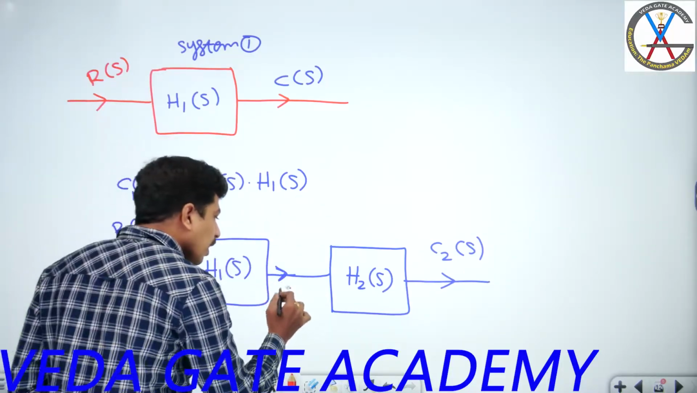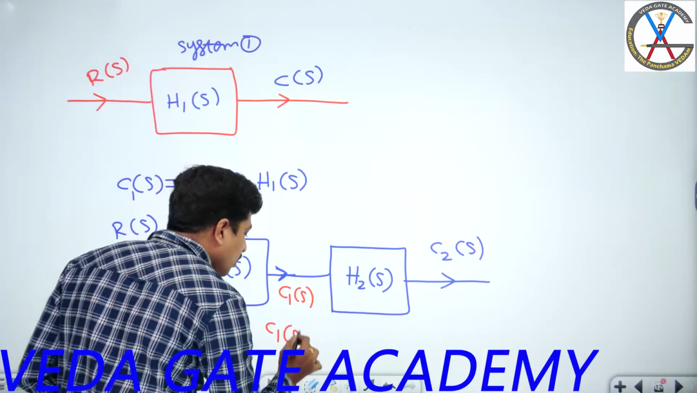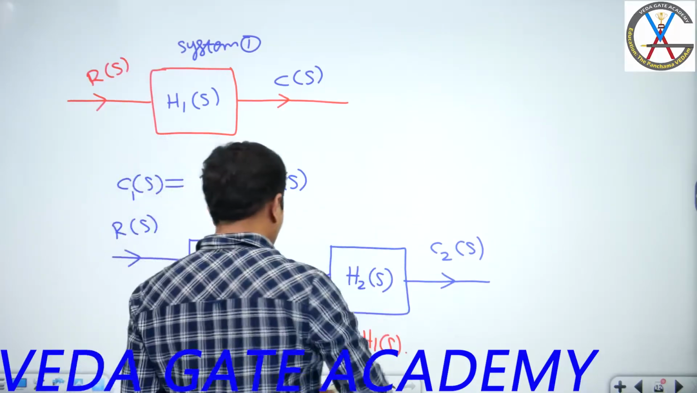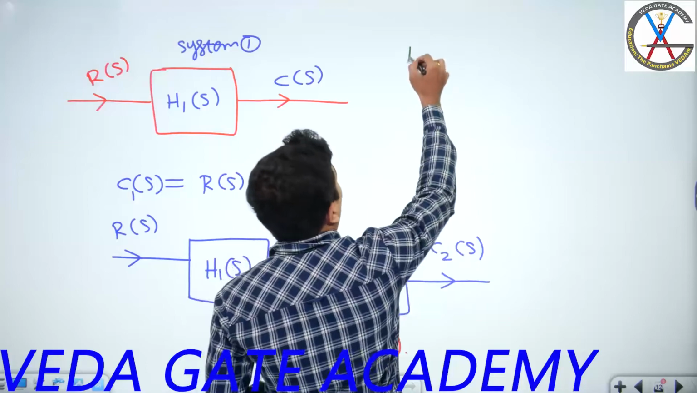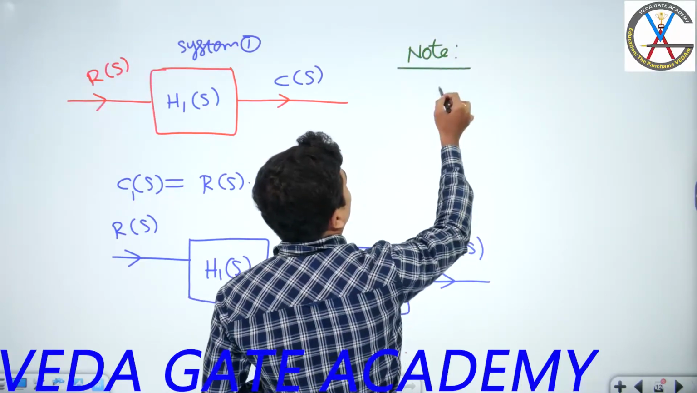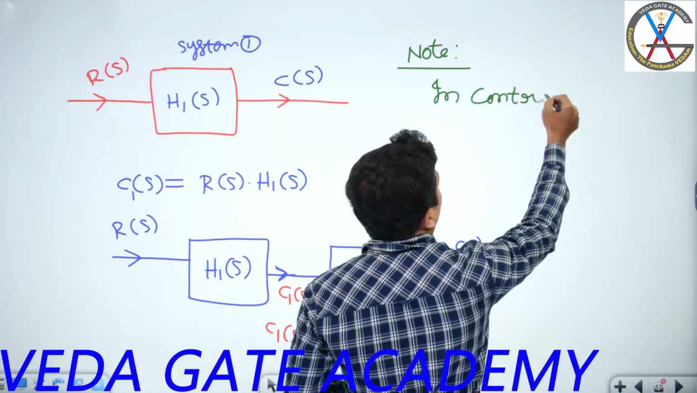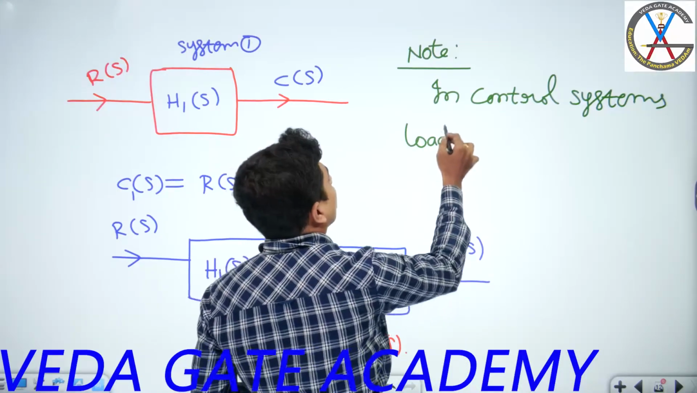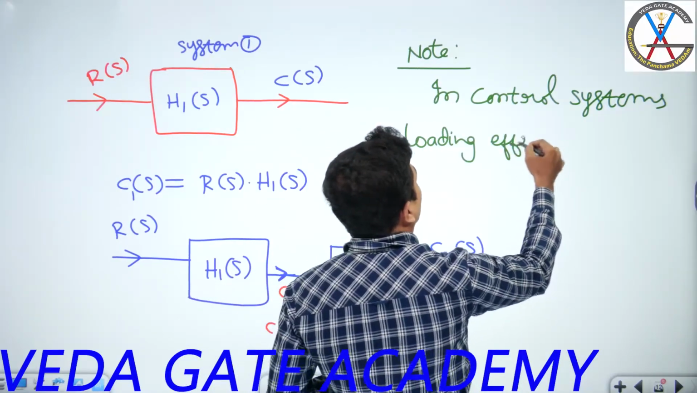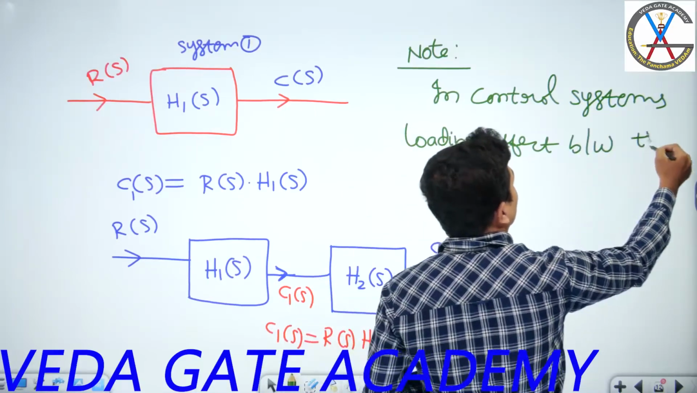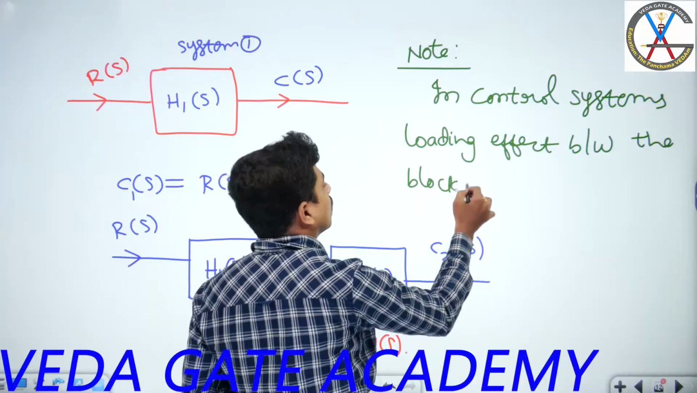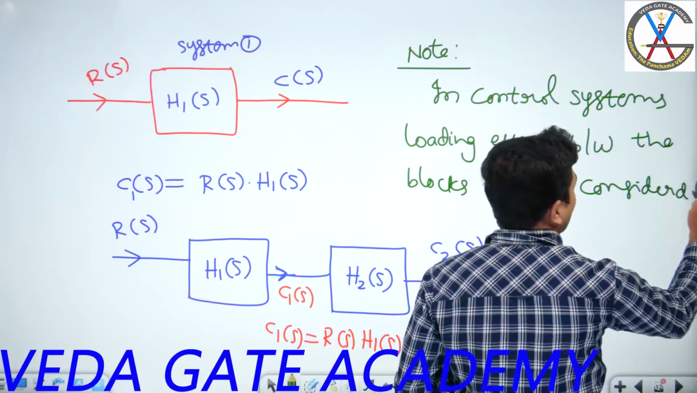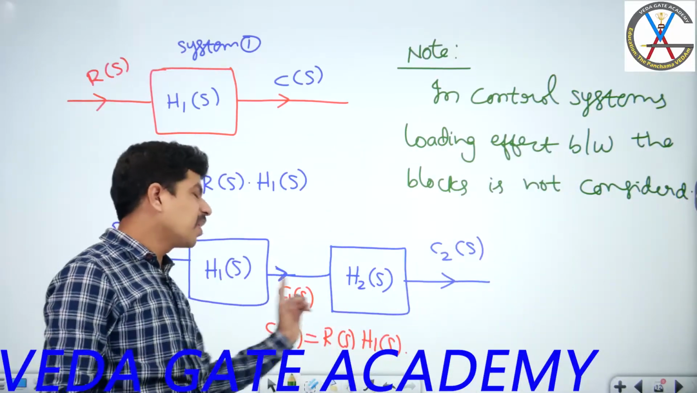So here this is C1 of S. C1 of S is equal to what? R of S into H1 of S. Here is the very important note point I'm going to give. Note: in control systems, loading effect between the blocks is not considered. It means we are not neglecting it. There is a buffer between these two blocks.